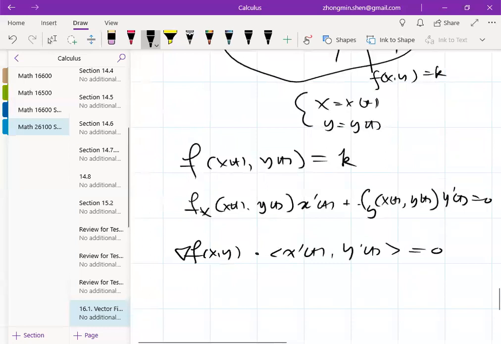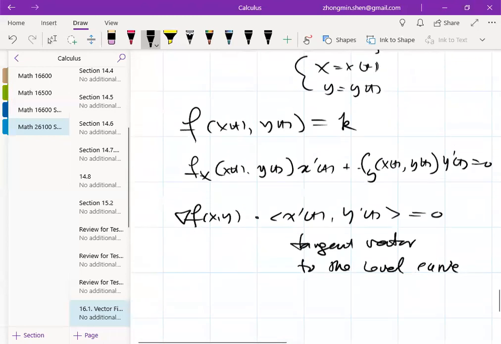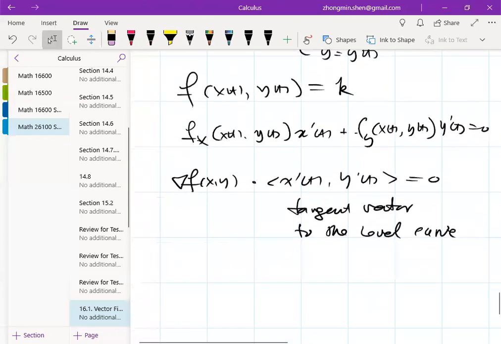This is going to be 0. Okay, so that means the gradient is perpendicular. This is a tangent vector to the level curve, right? And this is a gradient. So the gradient is perpendicular to the tangent vector to the level curve. In other words, the gradient of the function at that particular point is perpendicular to the level curve.